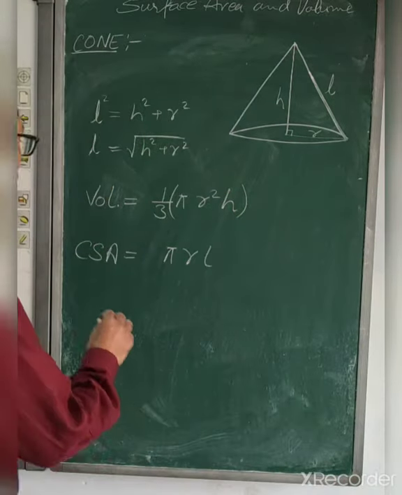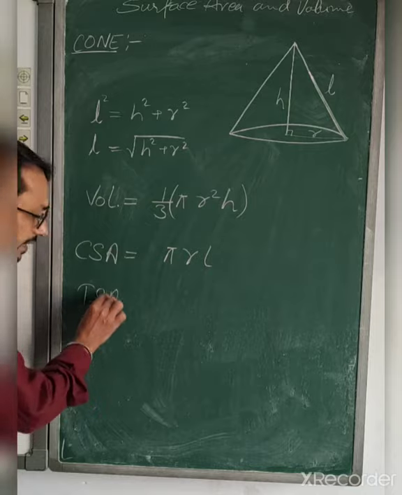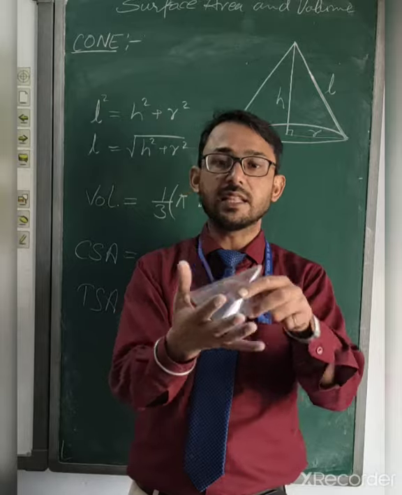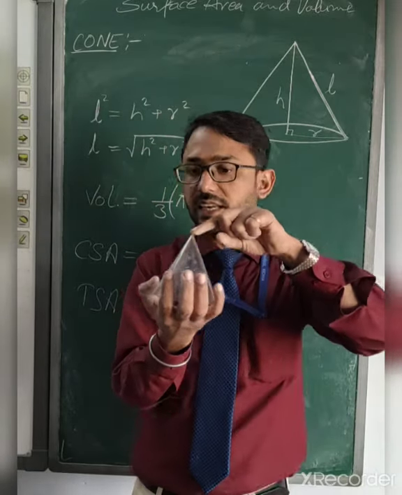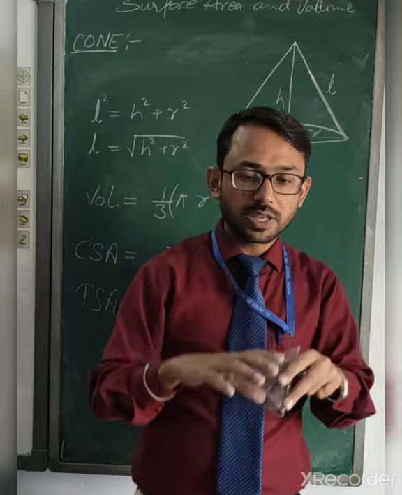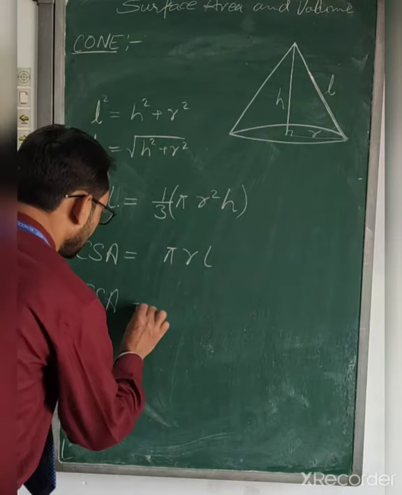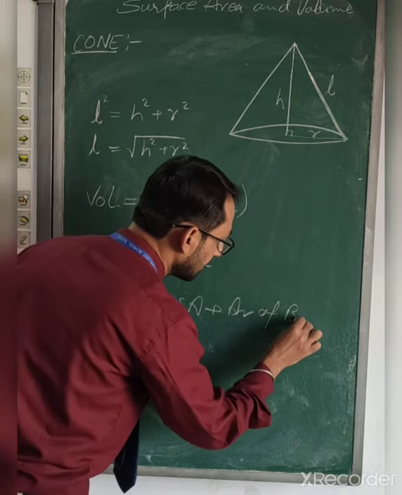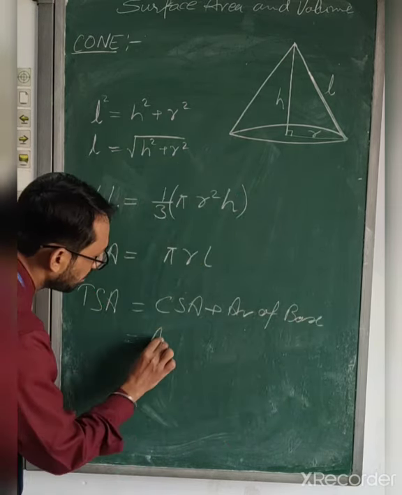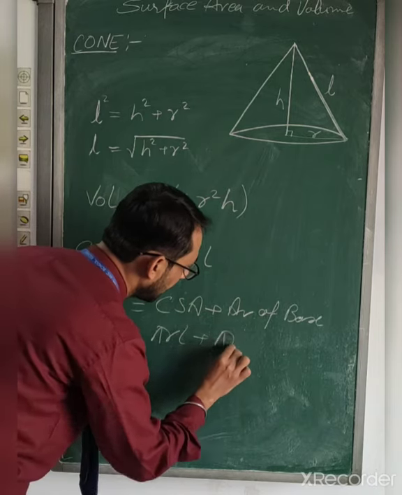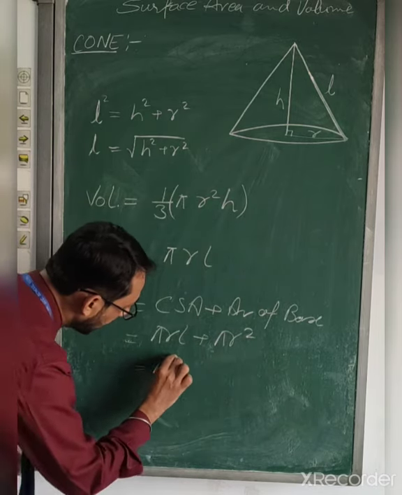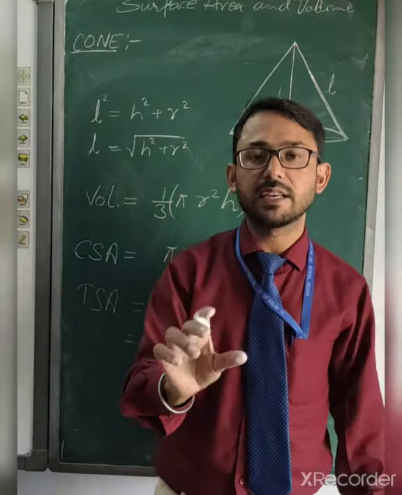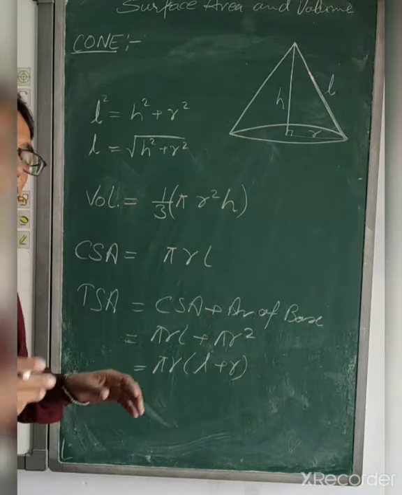Now last is the total surface area, TSA. Keep in mind, for this right circular cone there will be only one base. There is nothing like a top because it is the vertex, so its area will be 0. So the total surface area will be the curved surface area plus the area of the base. So it will be pi R L plus pi R square, which becomes pi R (L plus R). I suppose we are able to understand these things, and we will be able to learn.